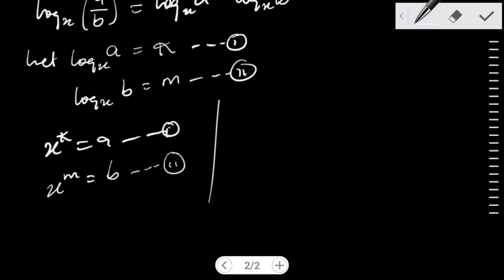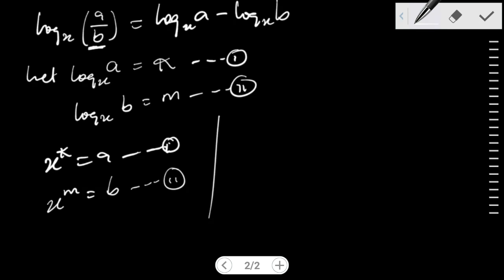So if we bring these back, a over b is equal to x to the power k over x to the power m. Therefore, this is x to the power k minus m.